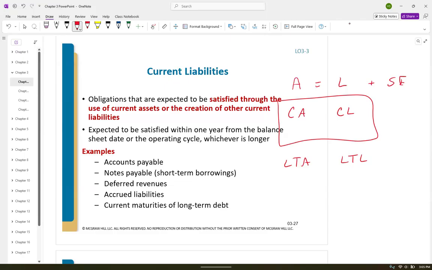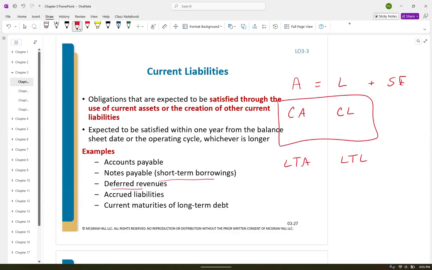Okay. Examples are accounts payable, notes payable, or short-term borrowing, which has to be 1 year or less. Any deferred revenues, where a customer paid us cash in advance of the service being provided. That is a liability, not a revenue. A lot of students miss that at least once. Any accrued liabilities, this would be if you had interest expense that you had accrued. The expense happened, you just haven't paid for it yet.